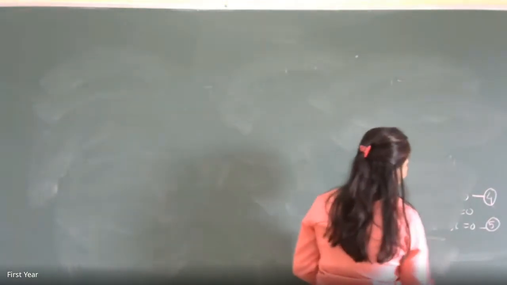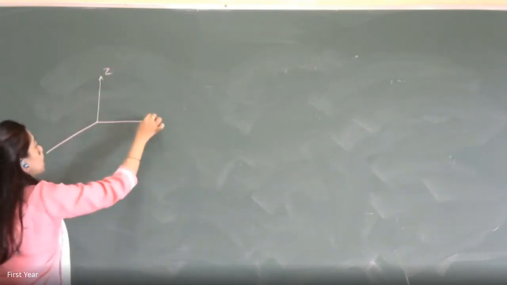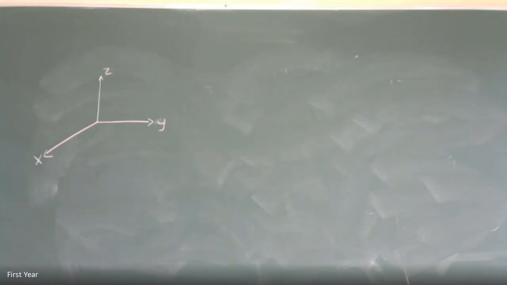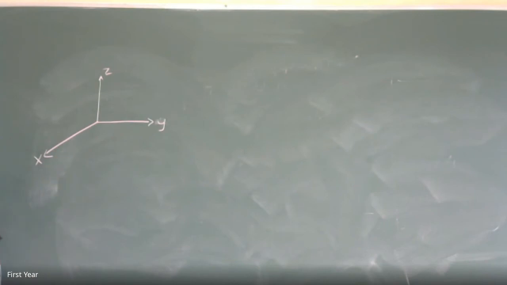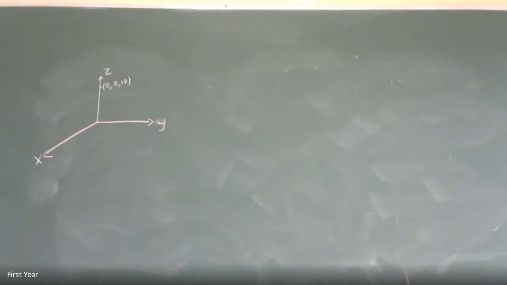Try to draw, imagine the curve. You have a 3-dimensional object. Suppose this is the z-axis, this is the y-axis, and this is the x-axis. So what is the XOY plane? This is your XOY plane, parallel like this. Correct? Where is the point 0, 0, 10? It is on the z-axis, the positive z-axis.